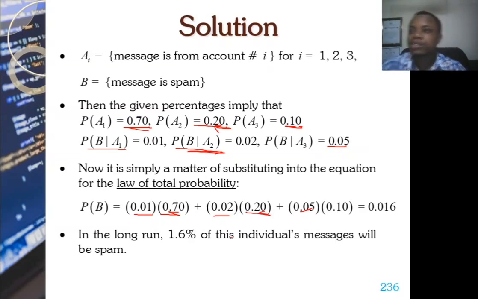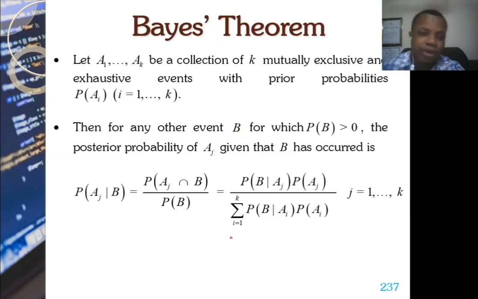Now with this knowledge, let's transfer this to the Bayes theorem. With the Bayes theorem, suppose that we have events A1 to AK, a collection of mutually exclusive and exhaustive events with prior probabilities P(A1) up to the number of events that we are looking at. Then for any event B for which the probability of B is greater than 0, the posterior probability of AJ given B is given by the conditional probabilities as we have here.